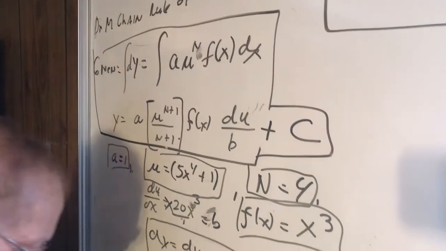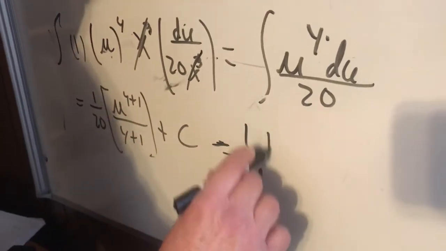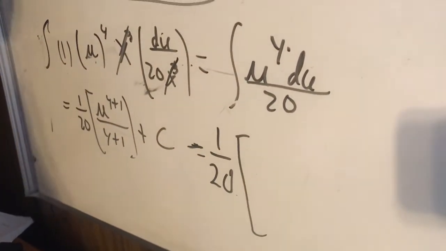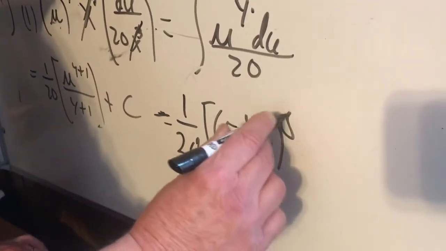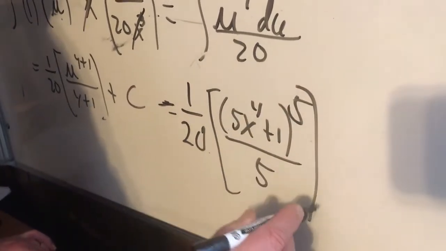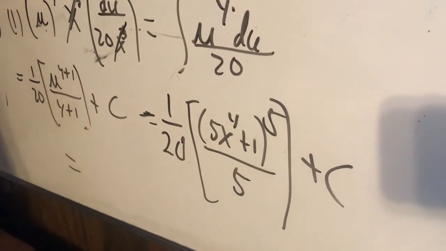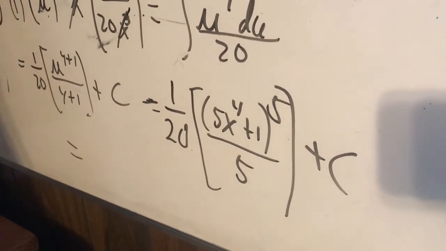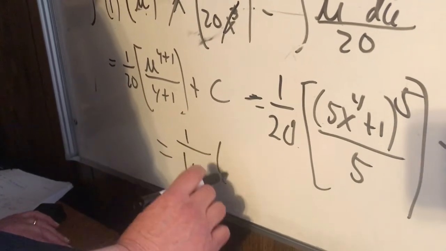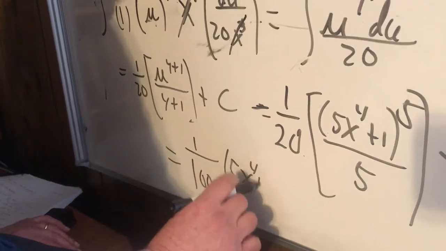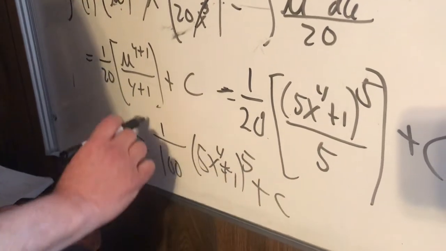Okay, so this becomes 1 over 20. u is what? u is 5x to the fourth plus 1, to the fifth over 5 plus c. So the answer becomes, well, 5 times 20 is 100. 1 over 100 times (5x to the fourth plus 1) to the fifth plus c. And there's my answer.